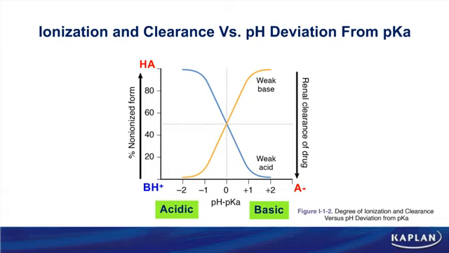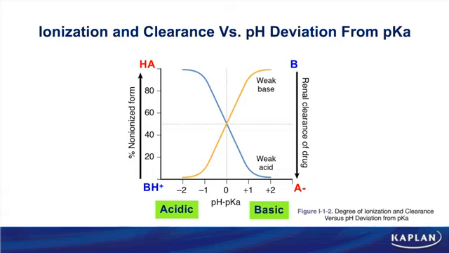As I move left to right, we know the pH is going up. As the pH goes up, the hydrogens are removed from the weak base, turning what was a highly ionized drug now into a highly non-ionized drug on the far right side. So the weak base in the B form is going to be easily absorbed. It's highly non-ionized.